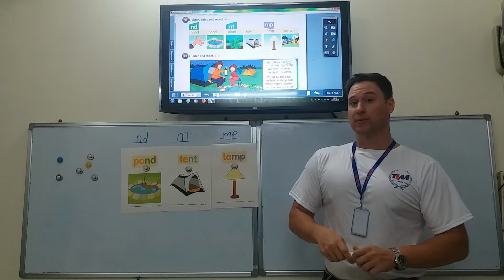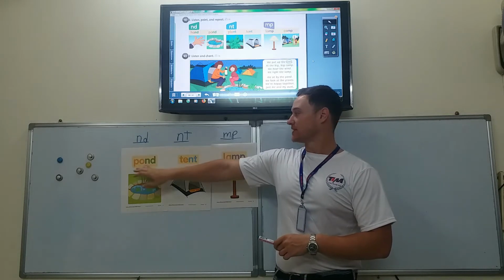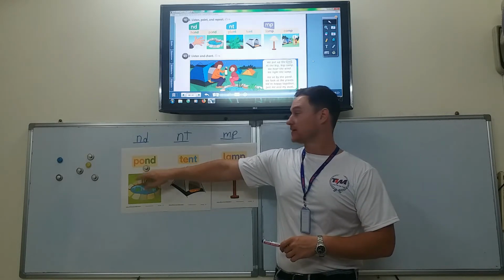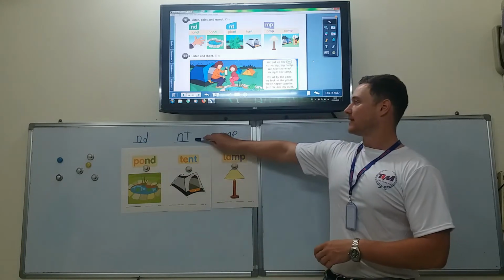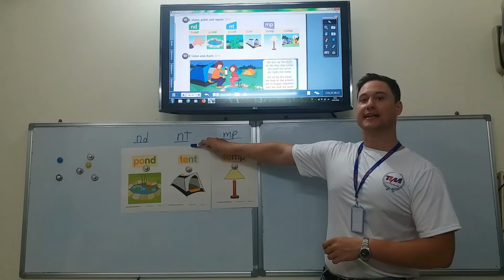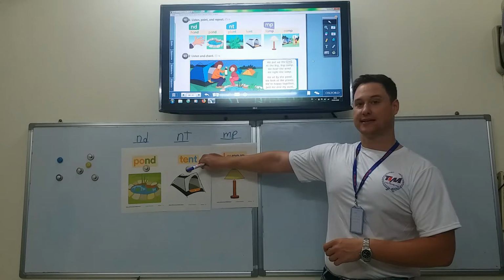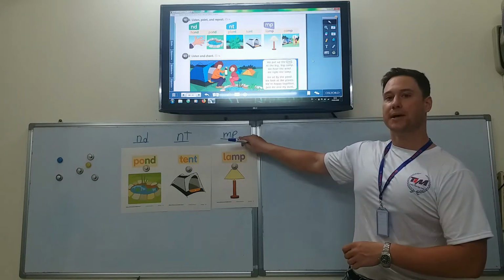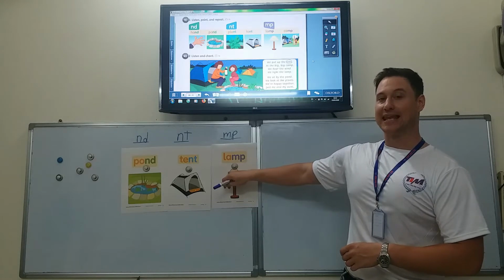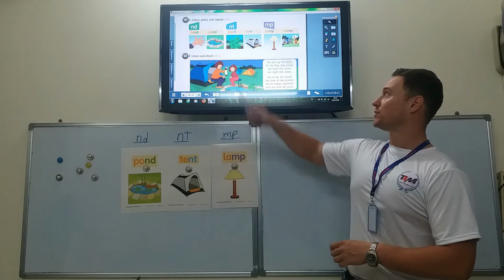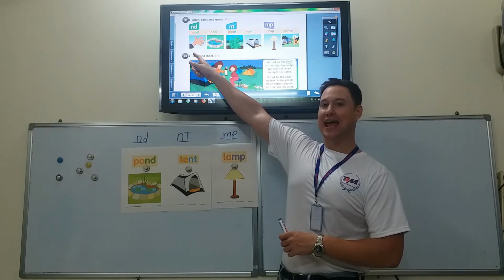Some sounds we're going to practice are the nd and nt. Nd. For example, pond. Nd. Pond. Nt. Nt. Tint. Tint. Lamp. Lamp. If you look in your book, hand. Hand.